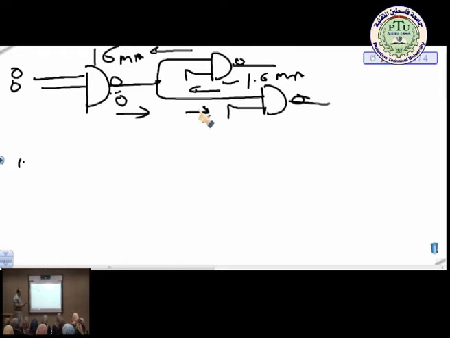Now, in this case, this is getting into the gate, so here it will be positive. But for the driving gate, it will be minus 400, this is minus 400 maximum microamperes. This is still 1.6 milliamperes.